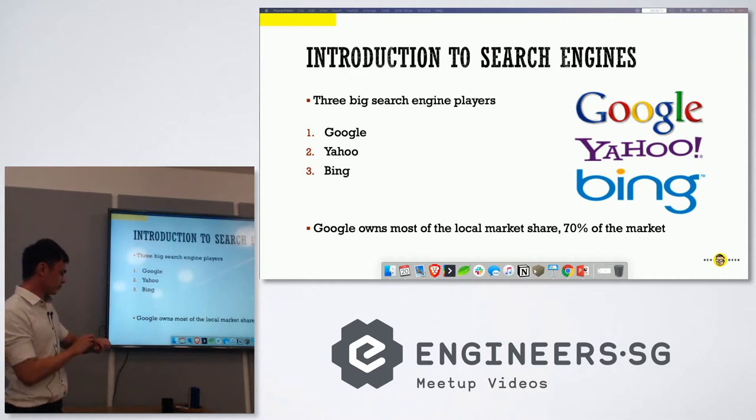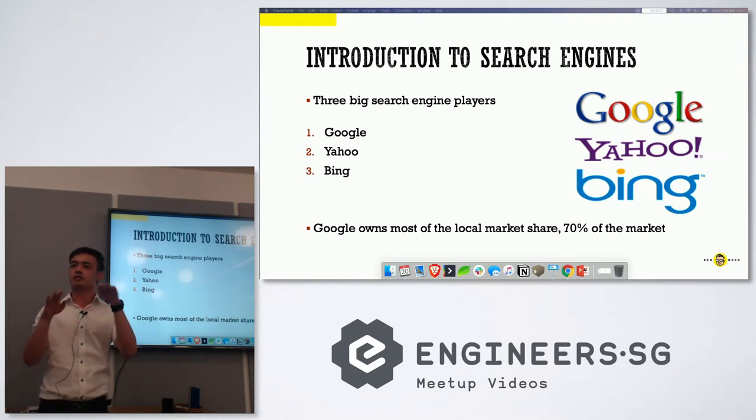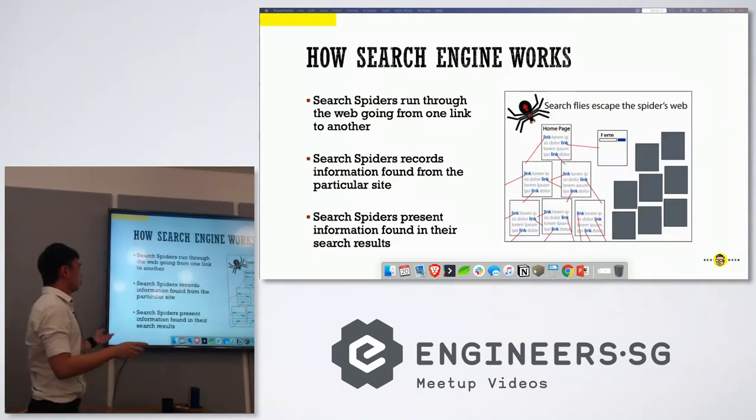And of course, Yahoo. Fun fact, if you don't know, Yahoo and Bing have the same results nowadays because they kind of merged. So, how does a search engine work in general?